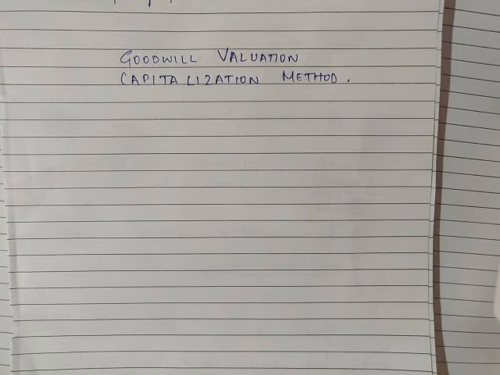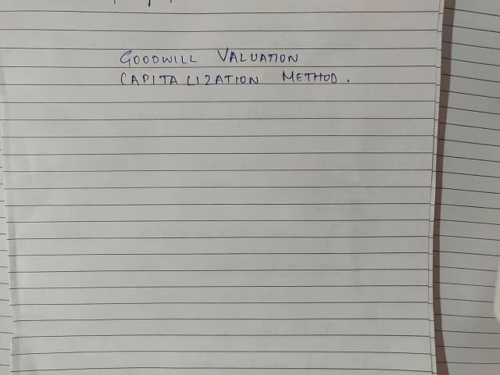Therefore, goodwill should be calculated by multiplying the number of years purchased with the super profit. Super profit is the actual average profit minus the normal profit that the firm would have anyways earned. Today, we are going to look at the third method, which is the capitalization method.